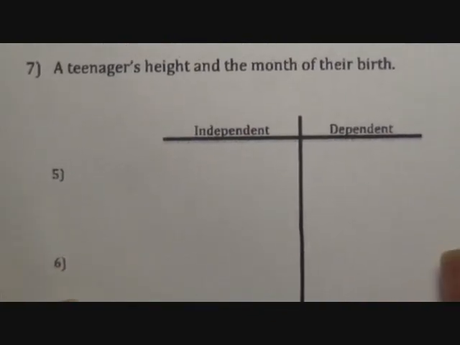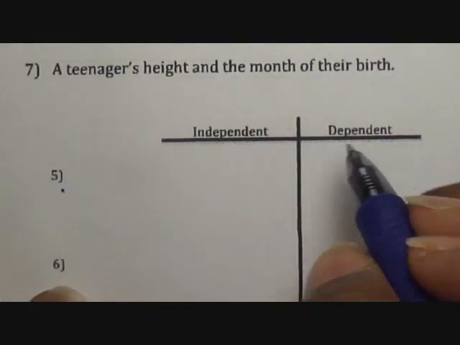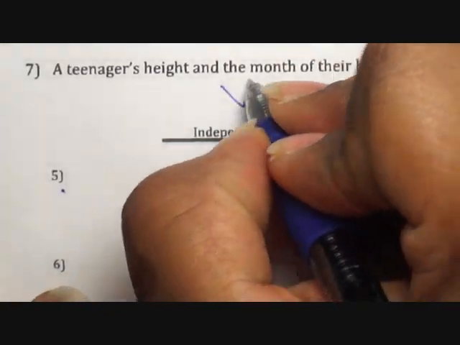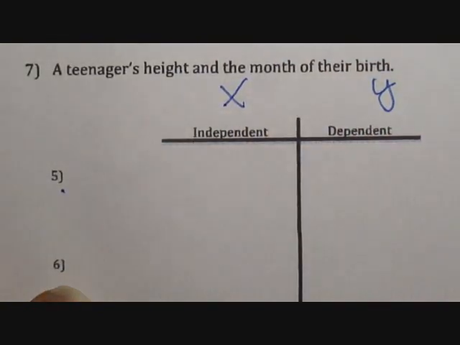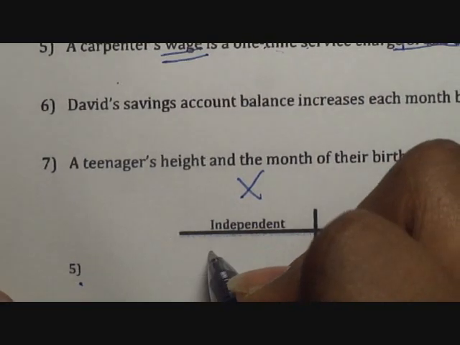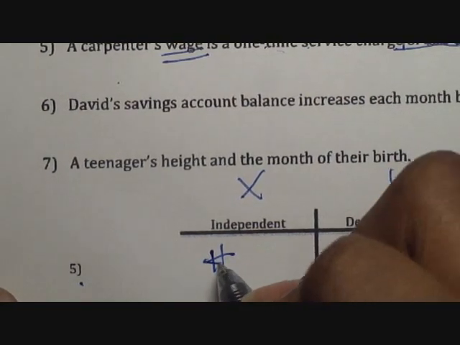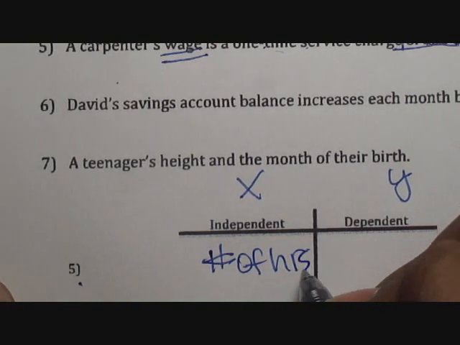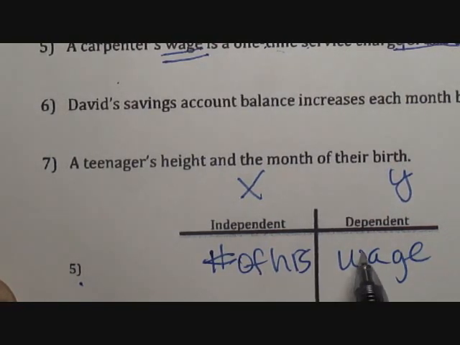And down here on this graph, you'll see number 5. We need to go ahead and fill in. We know that this is X and this is Y from our discussion in class last week. So the wage will be dependent on the number of hours. This depends on this. This depends on this.